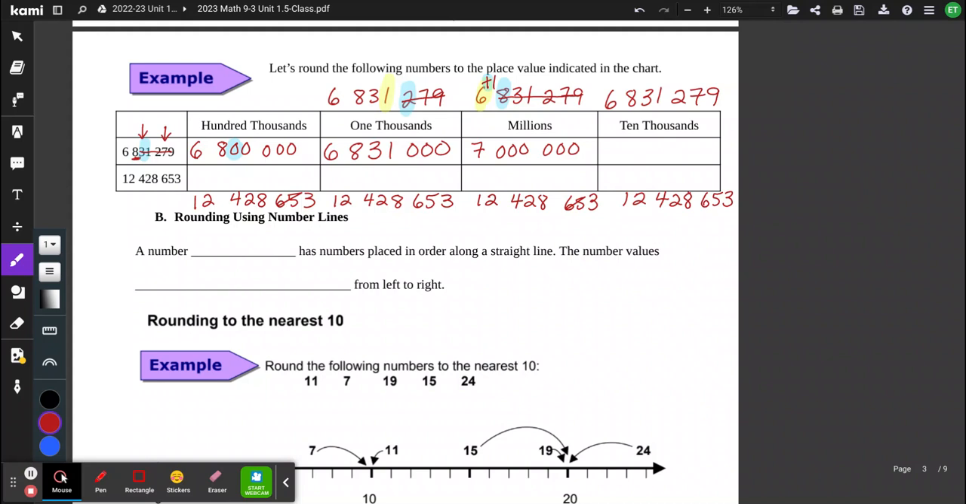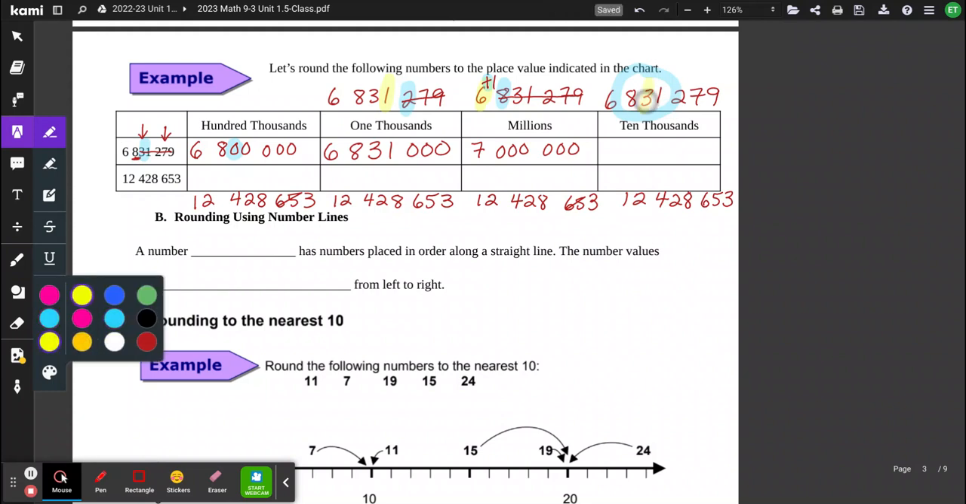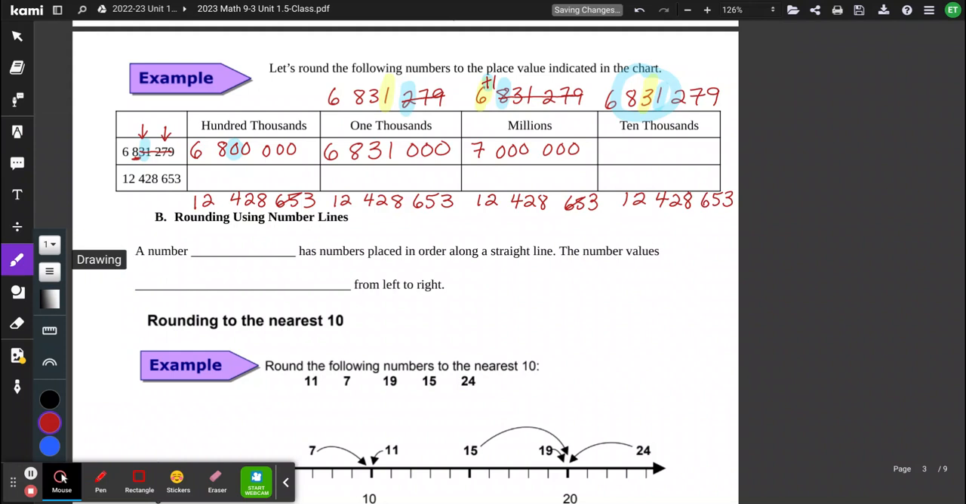The next one, it wants 10,000s. So I need to find where the 10,000s are. So my first 3 numbers, I deal with hundreds. The next 3 numbers are the thousands part. So that means I'm dealing with these 3 numbers right here. So the 10,000 spot is the 3. So now I'm going to look at the number right after the 3. The number right after a 3 is a 1. Does my 1 make the 3 add 1 or stay the same? Stays the same. Good job.